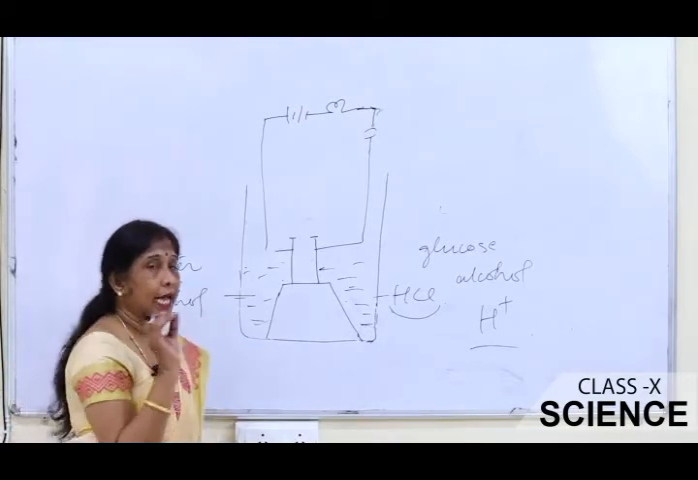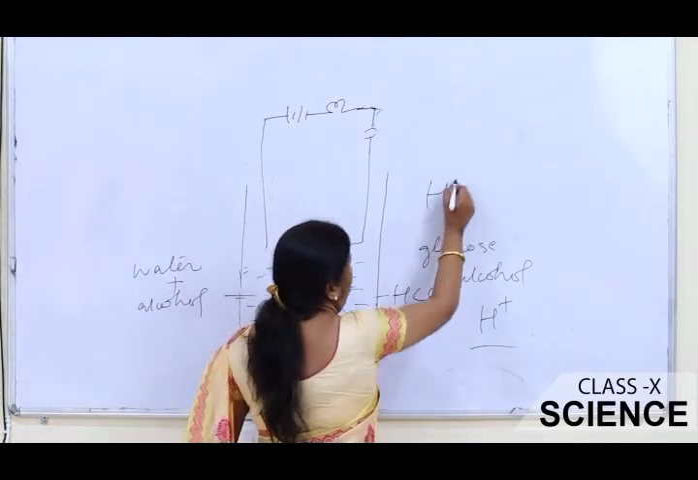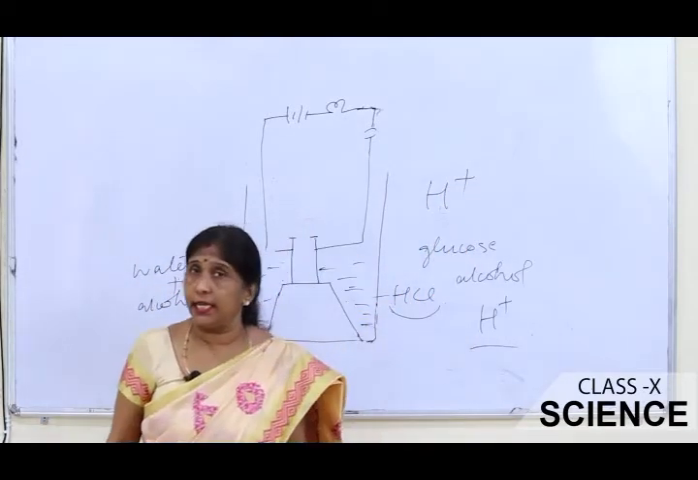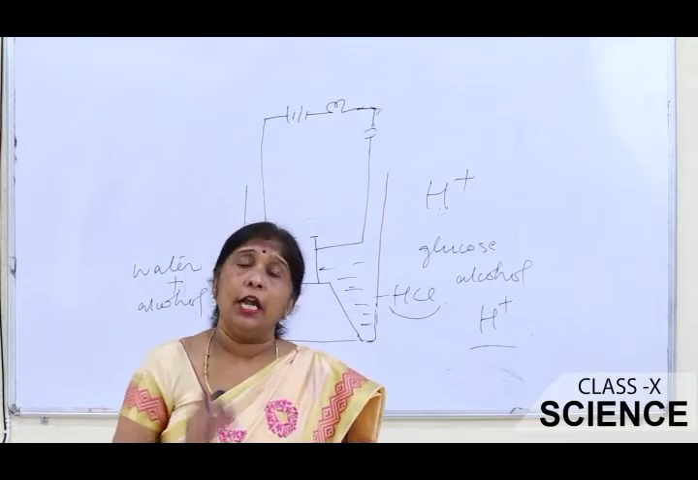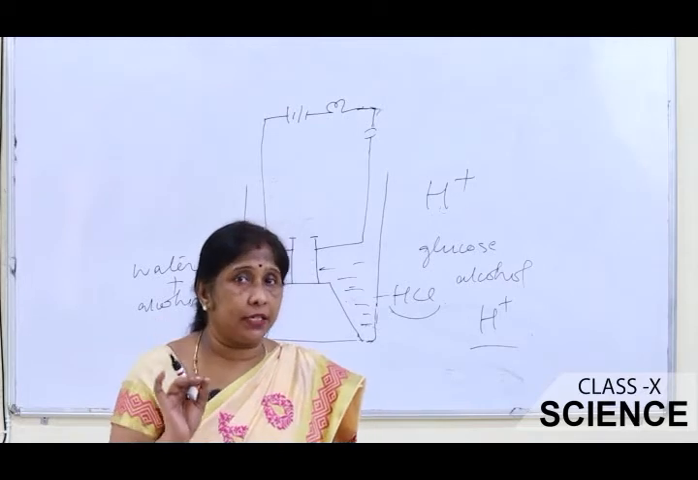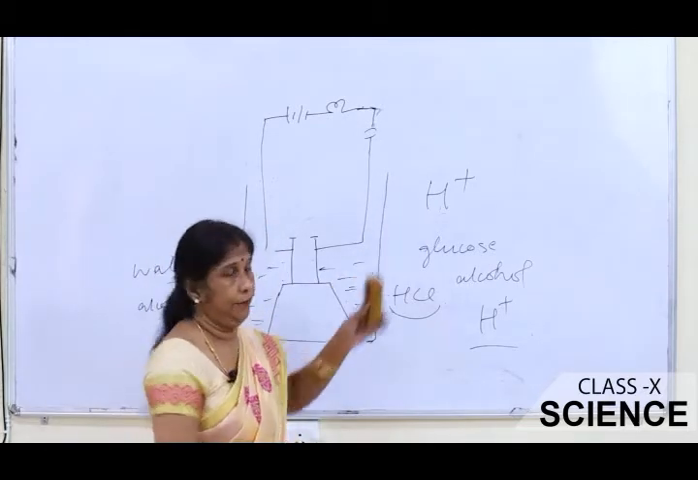So we can say acid have in common that all acid produce H plus ion, and this H plus ion is responsible for the acidic nature of the acid, and also the acid conduct electricity when dissolved in water because of the presence of this H plus ion, right?